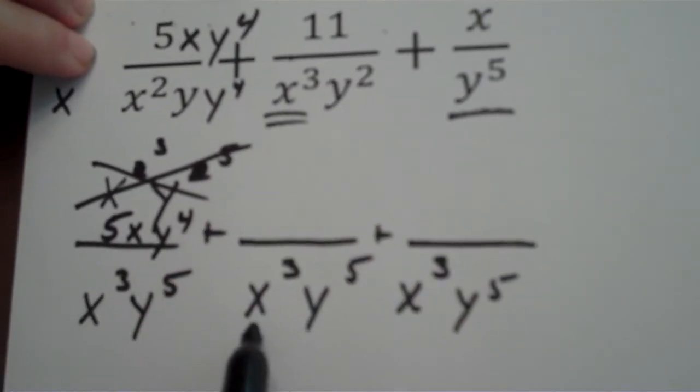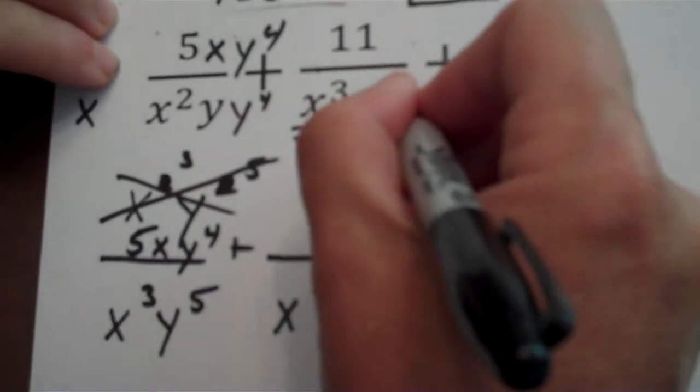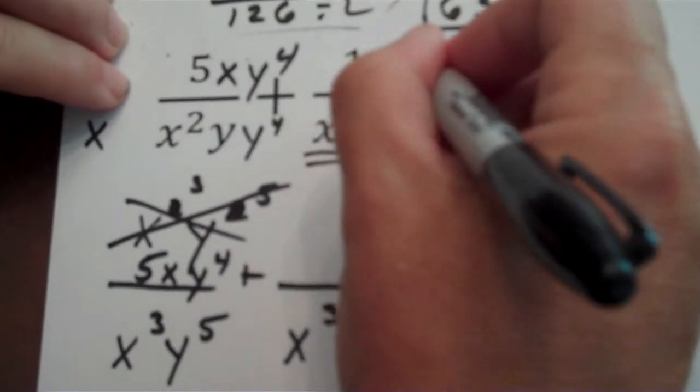Let's talk about the second one. Well, I've already got my 3 x's. I don't need any more of those. How about my y's? I have 2 and I need 5. So I need 3 more y's.